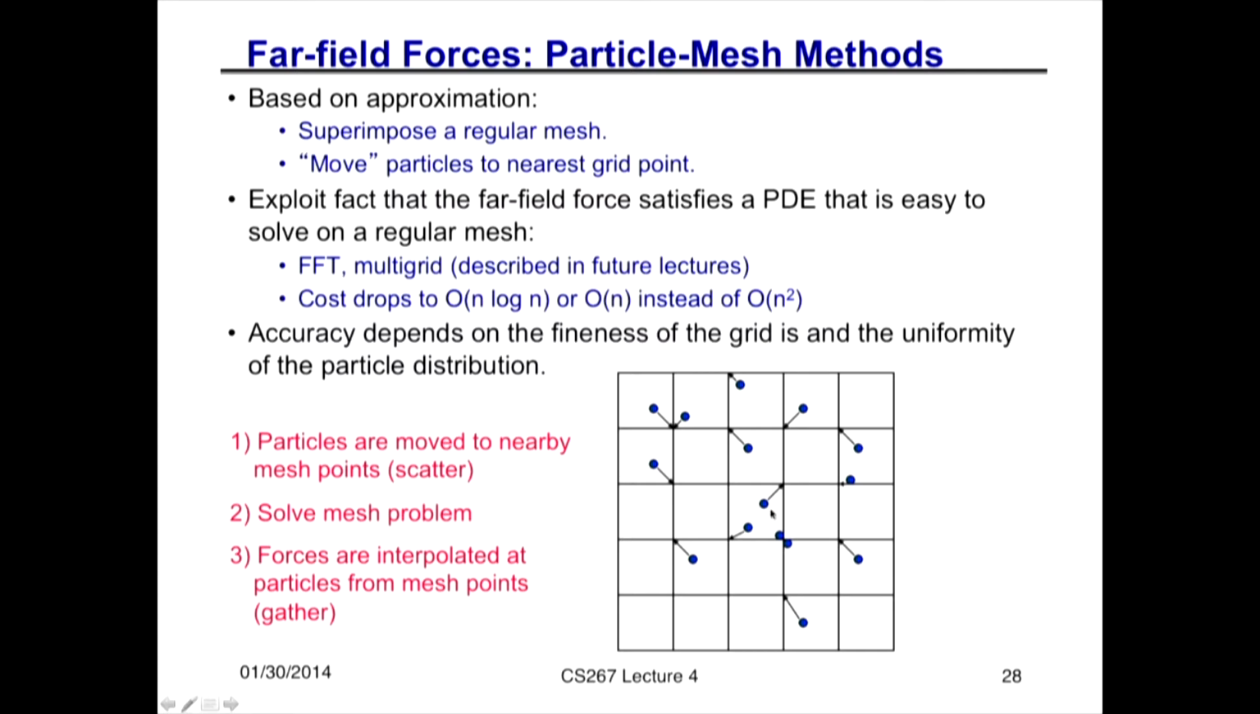Well, if I look at that guy and I know the forces there, and at those four corners, I just average them appropriately to get the force right at that point. So I do this sort of geometric averaging with the neighbors. So there's three steps. I scatter the points. That's a scatter operation. Move them to the grid points. I solve the problem on the mesh by doing a fast Fourier transform or multigrid. And then I gather the information from nearby points to do the averaging.